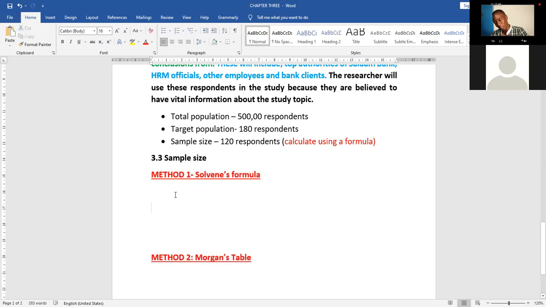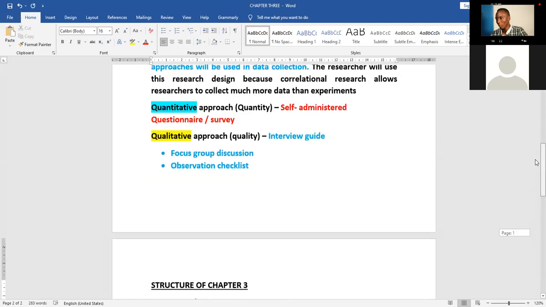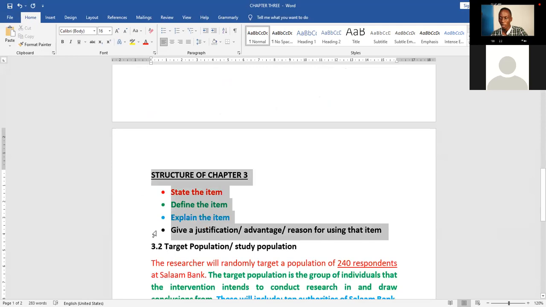So let us start with method 1, which is Solven's formula, and this is the most common one. Remember, if you want to use this, we are not going to apply the other structure of ours. I told you that when you are doing chapter 3, you apply this structure, but on sample size, we don't apply it, because it applies on most of the items in chapter 3, but not all of them. The structure is: you state the item, you define the item, you explain the item, and then you give a justification.